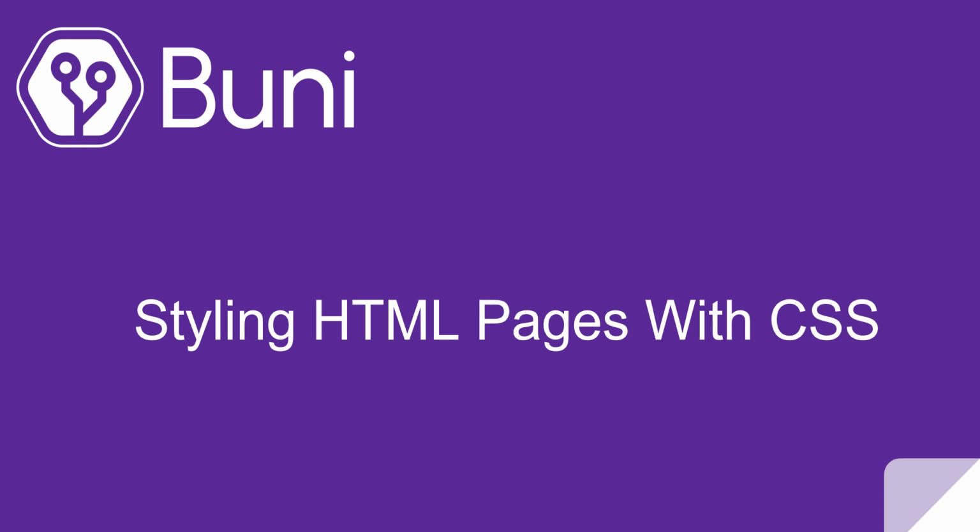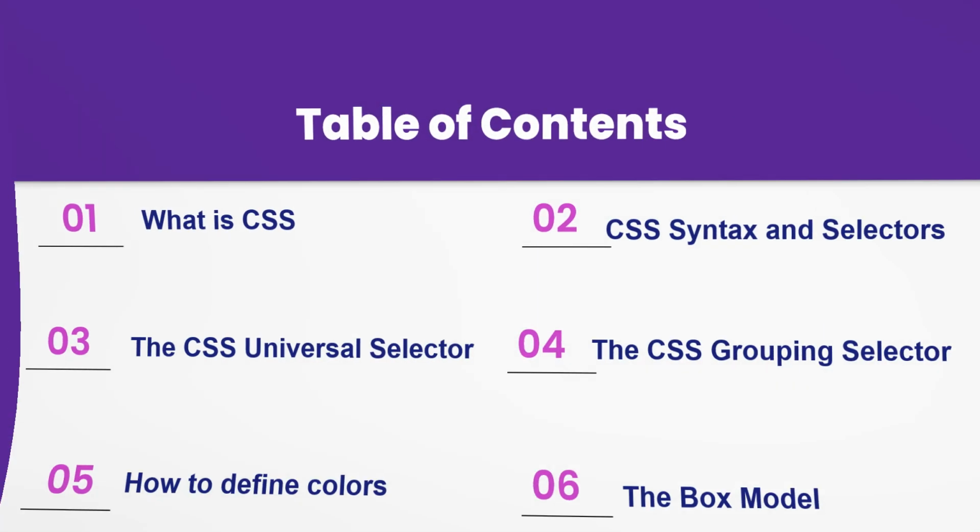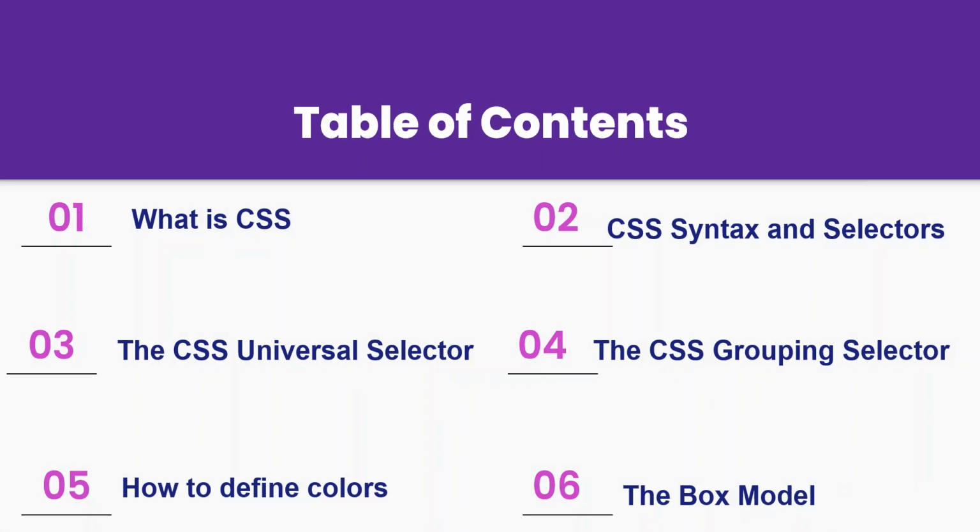So our main topic for today is styling HTML pages with CSS, and these are the topics that we are going to cover. First of all, we'll define what CSS is, and then we'll look at the syntax and selectors in CSS. And then we'll go to the CSS universal selector, proceed to the CSS grouping selector, and then we'll define how colors are written in CSS.